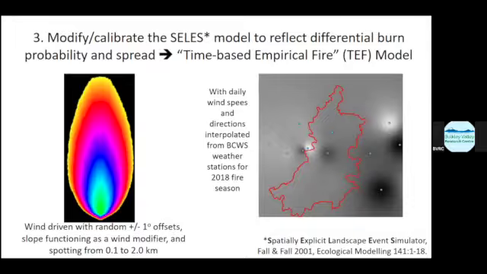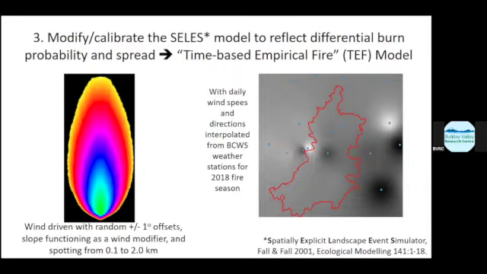Then Don and Andrew Fall took that information to calibrate or modify the SELES model, a spatially explicit landscape event simulator. It's been around for 20 years, now widely used for everything from fire risk assessment to timber supply analysis, to develop what he's now calling the TEF model, a time-based empirical model. So again, like Prometheus, it's a wind-driven model with some random offsets. So slope functions as a wind modifier. It's got spotting drawn from a frequency distribution from 100 meters to 2,000 meters.